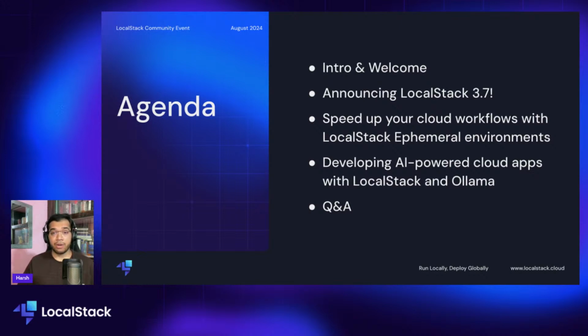So, just to take a quick look at the agenda today, first off, we are going to have an intro and welcome. Second, I'm going to quickly walk you through all of the recent things that we have released in LocalStack 3.7. LocalStack 3.7 is our latest release that we have just got out today. And this features a ton of enhancements, new features, and a focus on developer experience around how you can better build and test your cloud applications today.